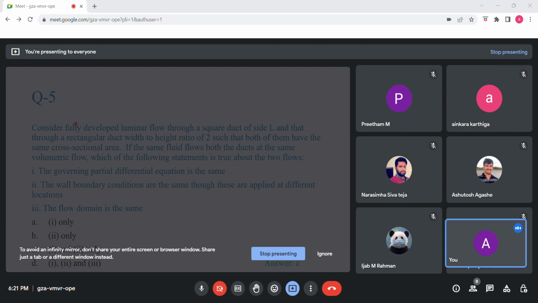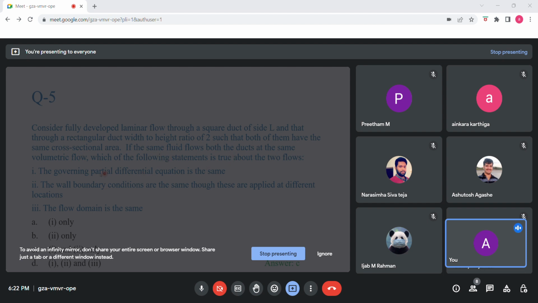So what they have given is, we are considering a fully developed laminar flow through two different systems. One is a square duct of side L, and another is a rectangular duct with width to height ratio of 2. Both of them have the same cross-sectional area. The cross-sectional area of flow is the same in both the systems. The same fluid is flowing in both the square duct and the rectangular duct at the same volumetric flow. Which of the following statements is true?